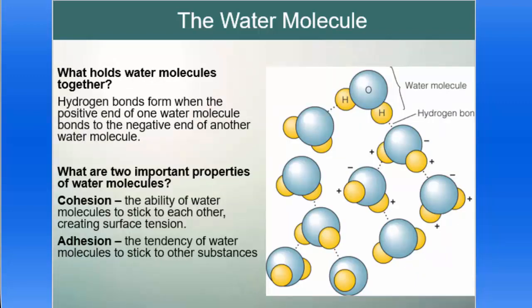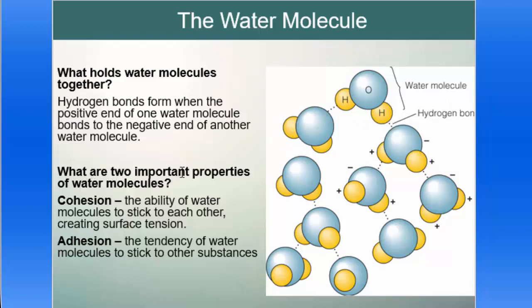All right. What holds water molecules to each other? Hydrogen bonds form when the positive end of one water molecule bonds to the negative end of another water molecule. So the positive hydrogen end is attracted to, and makes an ionic bond with, the negative end of the oxygen. So that is the hydrogen bond, and it is a very, very strong bond.